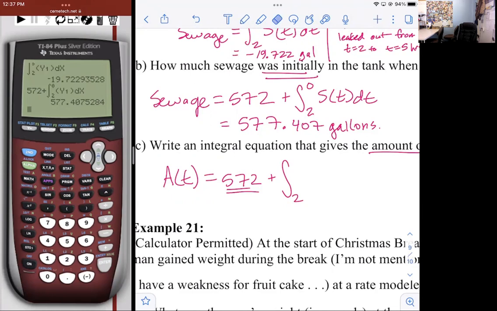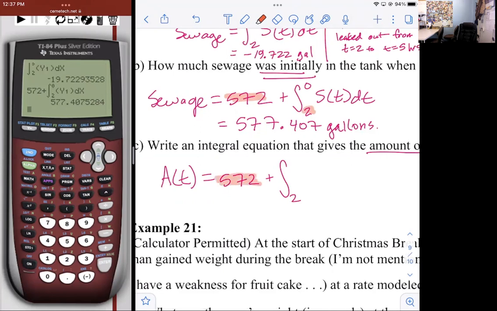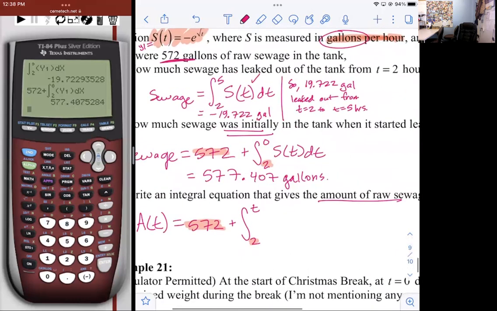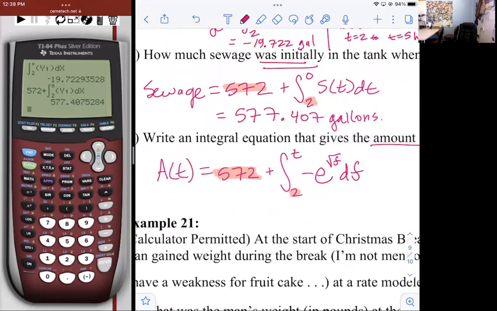So we're using the term initially here in two different ways. Initial condition is just whatever point you're given. Initially corresponds with t equals 0. So just like we used up here, Hank, the 572 corresponded with t equals 2, same thing here. The amount at any time t is now 572 plus the integral from 2 to t of S of t. But I'm not going to write S of t. I'm going to use the actual equation, negative e to the square root of f, df. We don't often get to use f as an independent variable, do we? So might as well take the opportunity to do that.